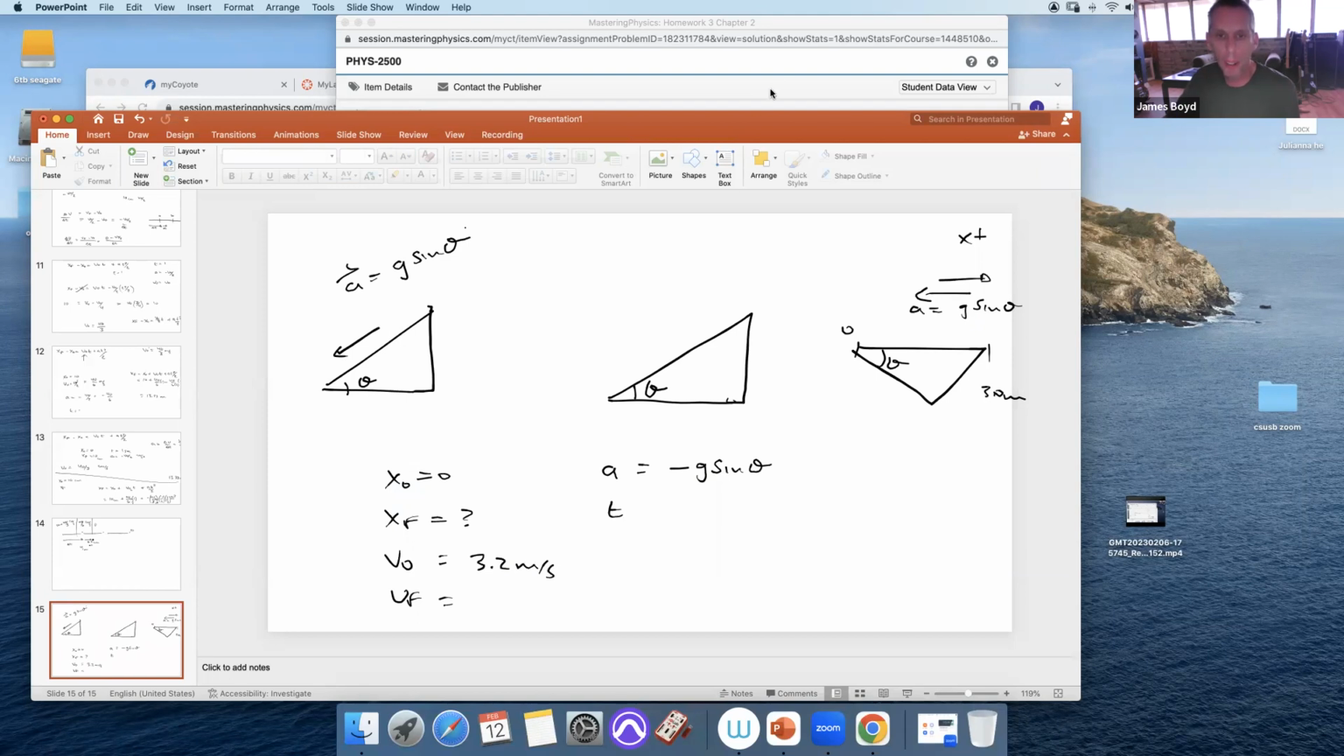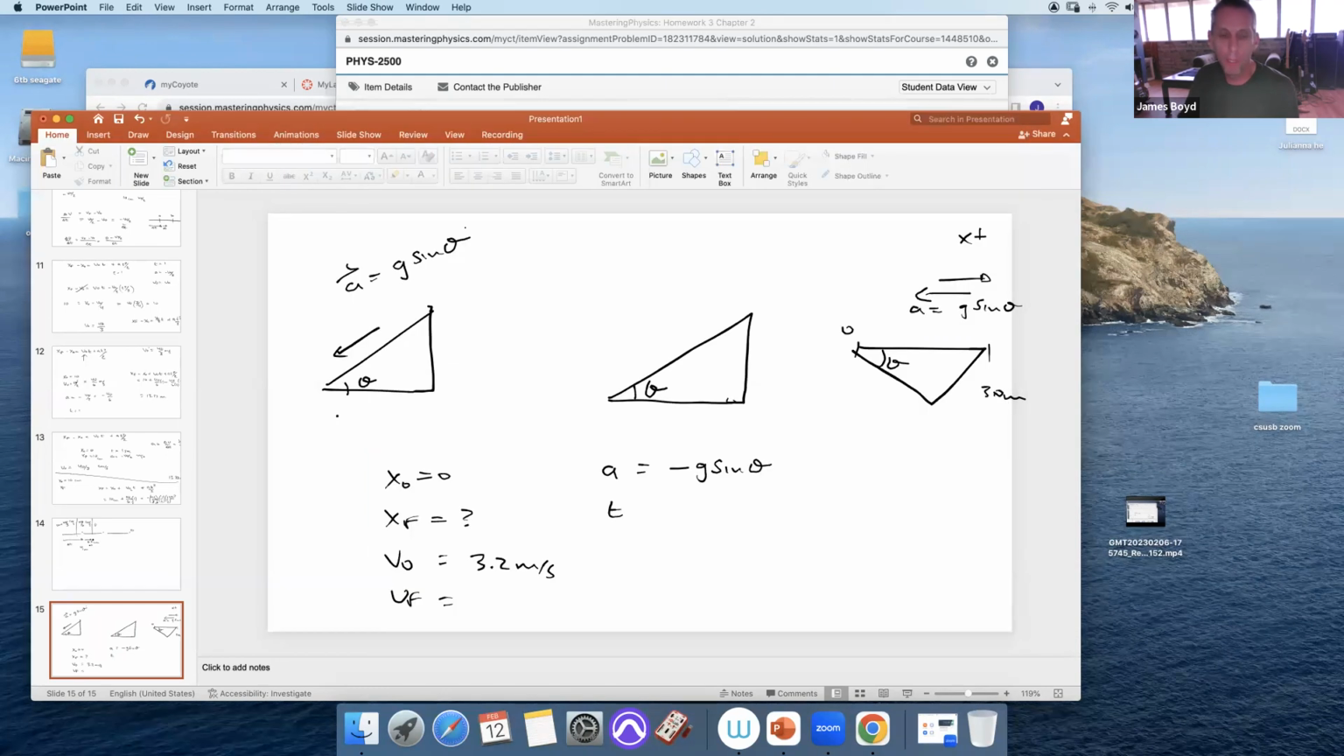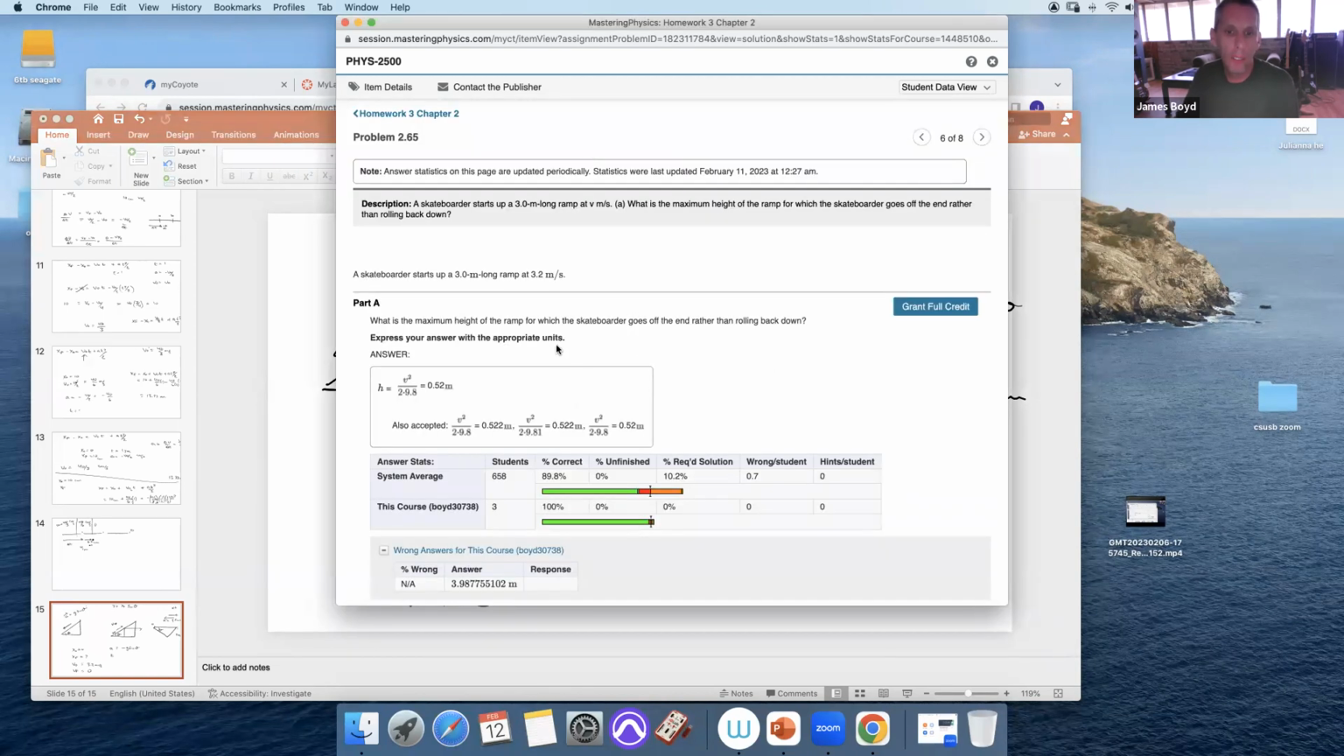And now we have to be a little bit careful. What is the maximum height of the ramp? So we need to find how high he goes up before his velocity stops. He's going to roll upward and eventually stop for an instant in time and then roll back down. So his V final will be 0. Once we find that, we're going to have the hypotenuse. And what they're actually going to ask us for is y at that point. So y will be x final times sine of the angle. That's what they actually want. So our angle is unknown.